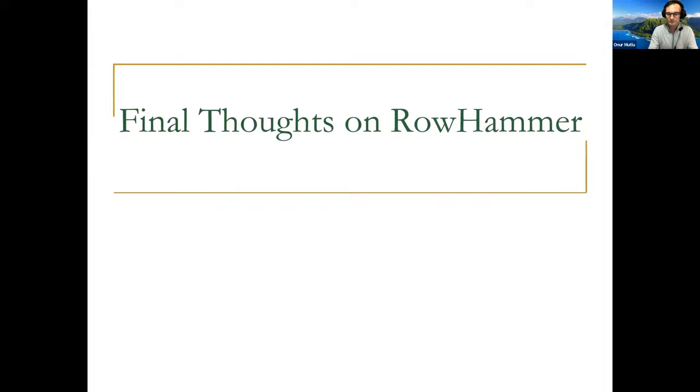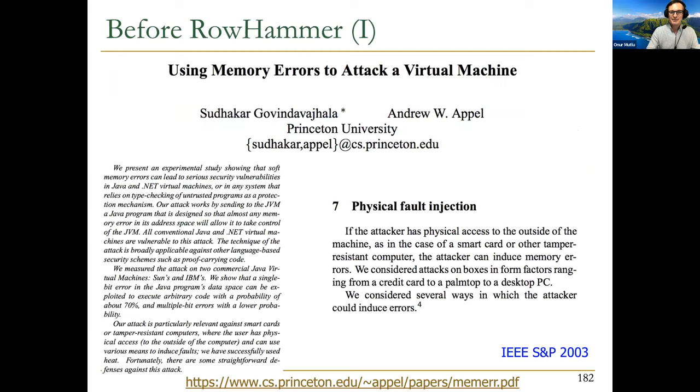So let me conclude with some final thoughts. It will take a few more minutes, but I like this paper. I don't know if you covered this in your course, but this is what I consider before RowHammer. This was published in IEEE Security and Privacy in 2003. It's a beautiful work. These folks essentially said that if you have memory errors, you can attack a virtual machine. Essentially, this is part of the work that Google did after they discovered RowHammer based on our paper.